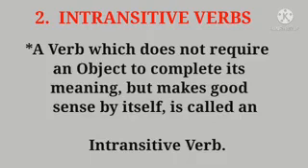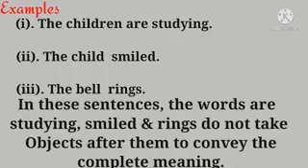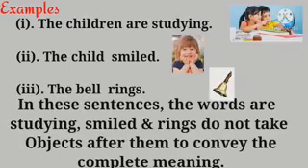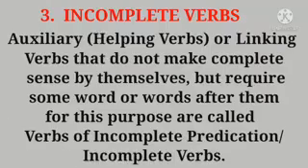Intransitive verbs. A verb which does not require an object to complete its meaning but makes good sense by itself is called an intransitive verb. Examples: the children are studying, the child smiled, the bell rings. In the above sentences, the words are studying, smiled, and rings do not take objects after them to convey the complete meaning.